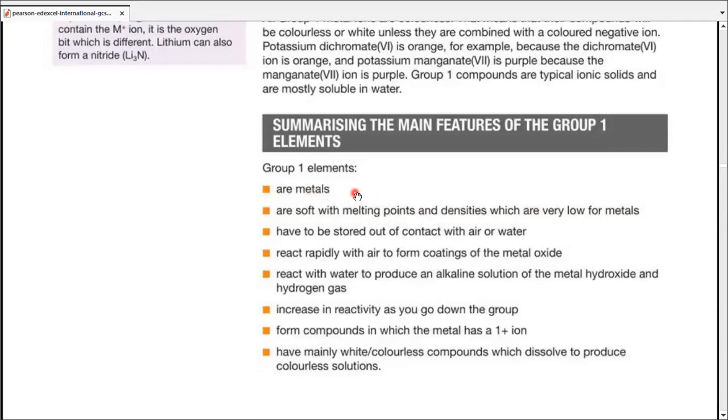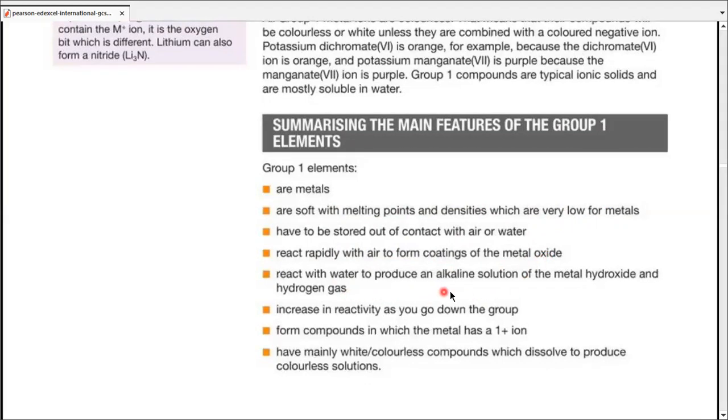They are metals, they're soft, which by the way means that we can cut them with a knife. They have low melting points, they have low densities as compared to the rest of the metals of the periodic table. They have to be stored out of contact with air or water. That's why they are stored in oil. They react rapidly with air to form coatings of metal oxide. We call that tarnishing.